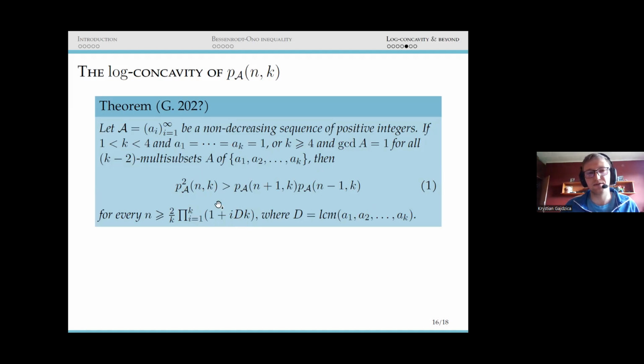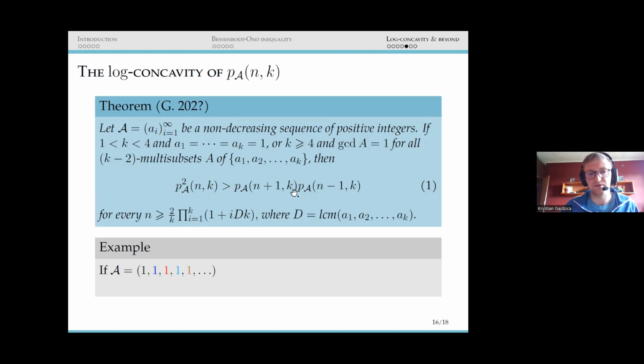Good. So let us take a look at a simple example, maybe related to this theorem. For example, if we take a sequence which consists only of ones, then it is well known that the corresponding restricted partition function is equal to the binomial coefficient of the following form. And in fact, one can easily observe that inequality 1 holds for all integers n and k greater or equal than 2.